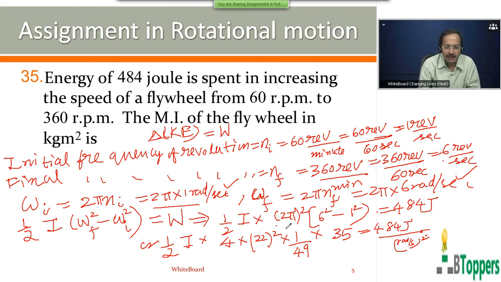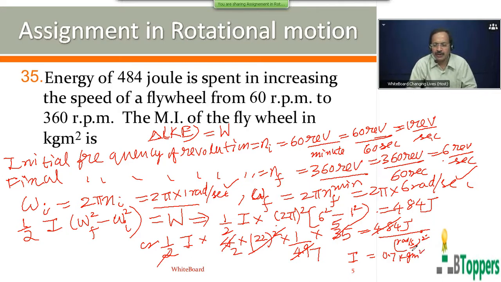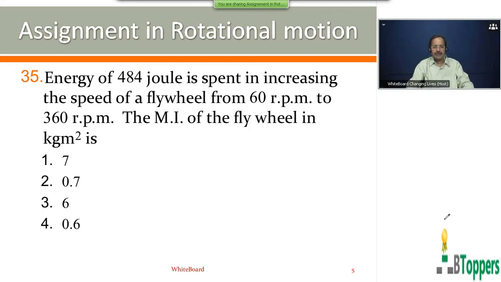So 22 square will be exactly equal to 484, which you can directly cancel. 7 you can cancel here, and 2 you can cancel here. So you can simplify it further. You get I equal to 0.7 kg meter square. If you want to copy the solution, you can take a pause and copy the solution. So for question number 35, which I just discussed, the second option will be the answer.